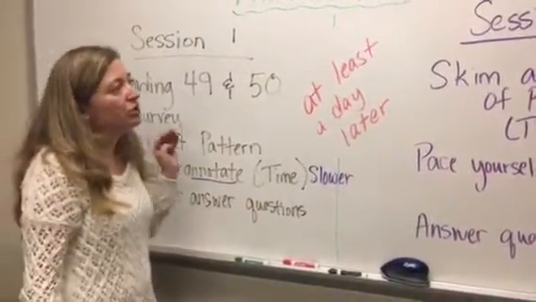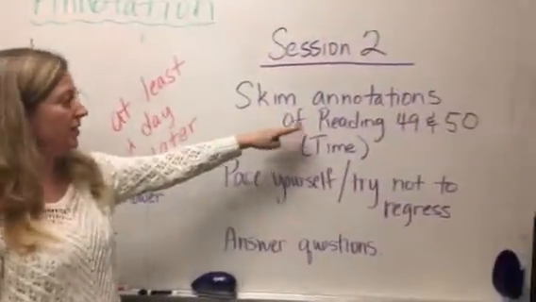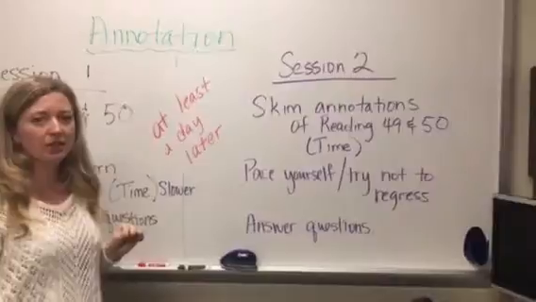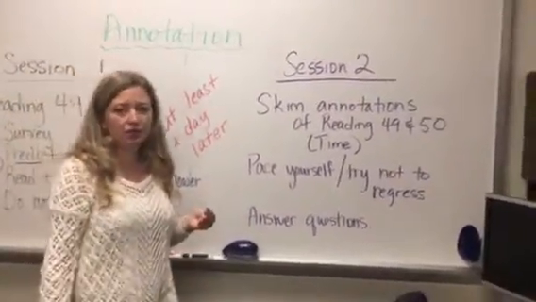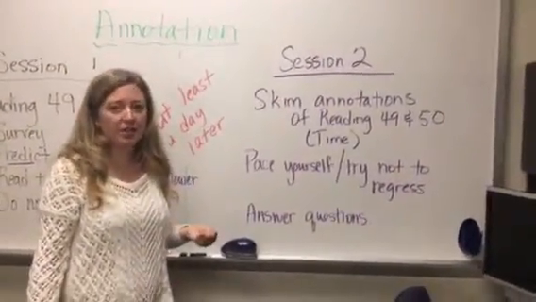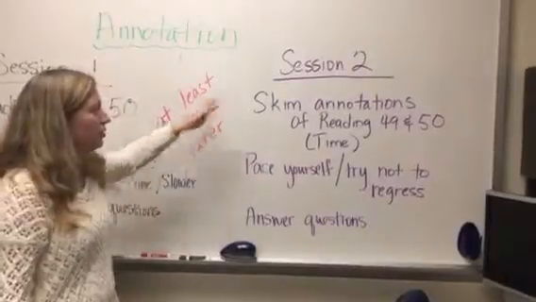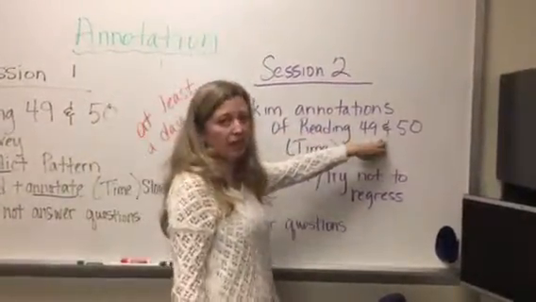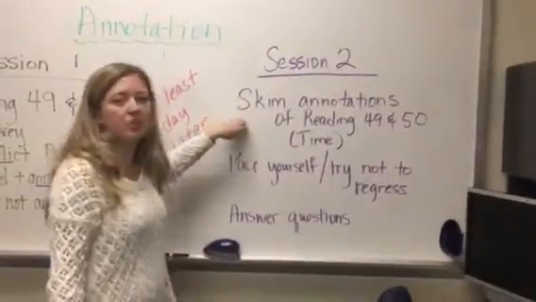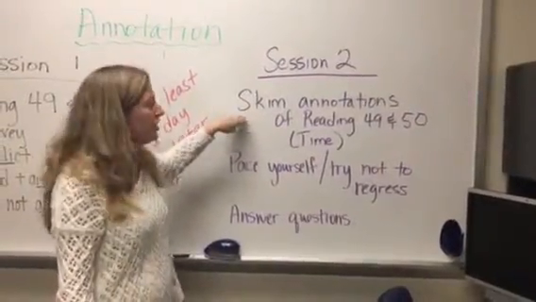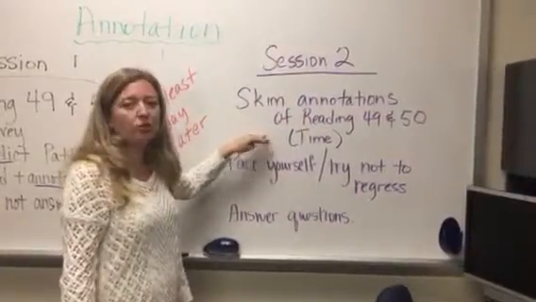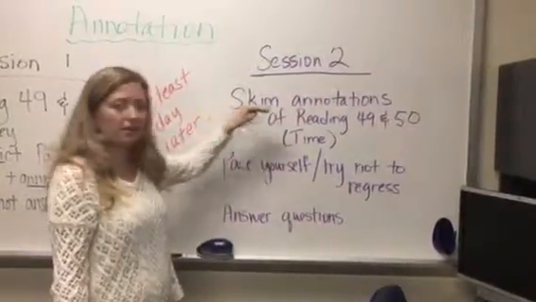When you do session 2 for class 7, you're going to wait at least a day, because it would be unrealistic for you to read and annotate something for school and review it on the same day. So at least a day later, when you do session 2, you are going to do readings 49 and 50 again, but this time you're going to use skimming, last week's strategy, and you're going to skim over those annotations, and you're going to time yourself reading at the skimming pace of the annotation.